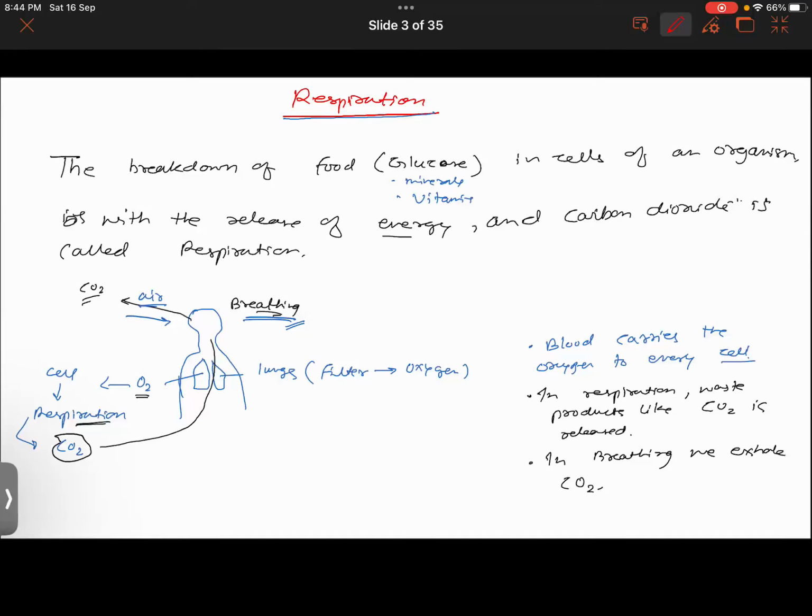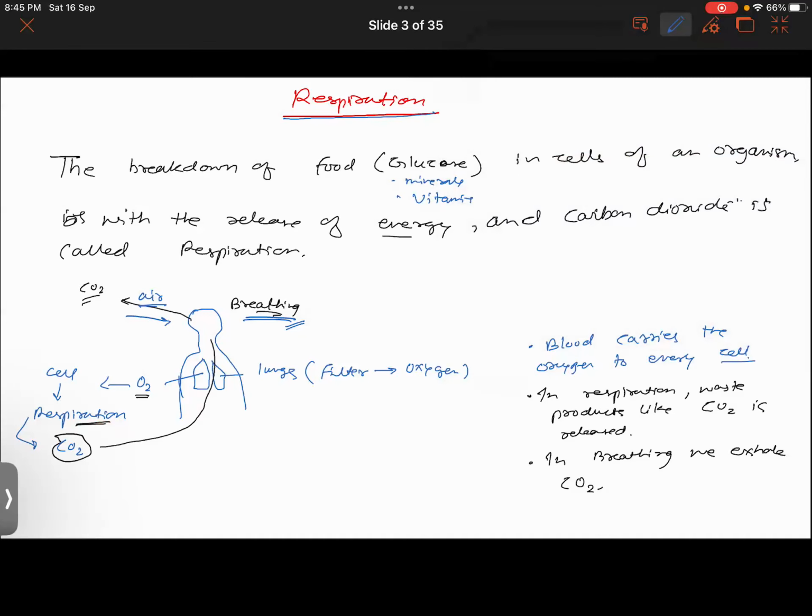Okay, sure. In breathing, you take in impure air. Our lungs filter out oxygen from that air, and the oxygen is taken to each and every cell with the help of blood. And in every cell, the process of respiration takes place. Simply, respiration is the breakdown of food in cells of an organism with the release of energy, carbon dioxide, and water. So for respiration we need glucose and oxygen.